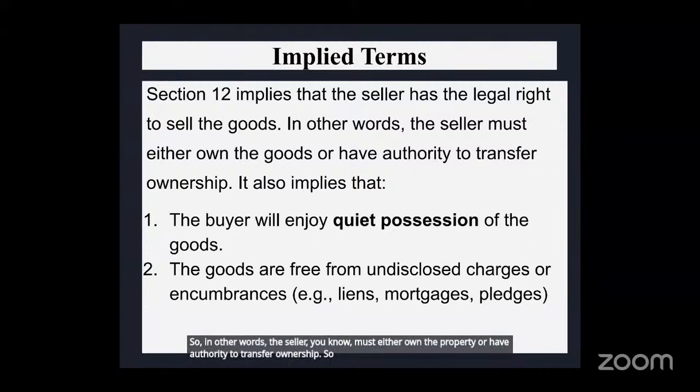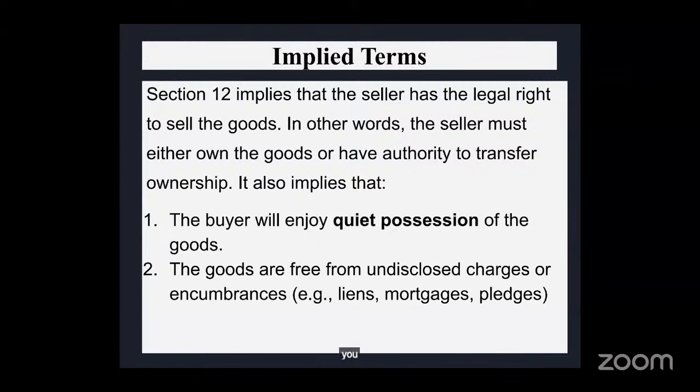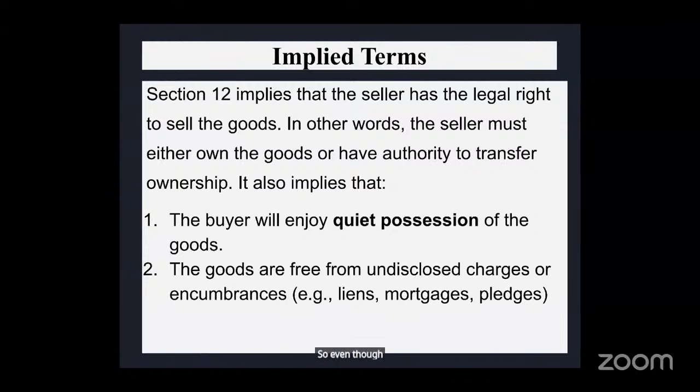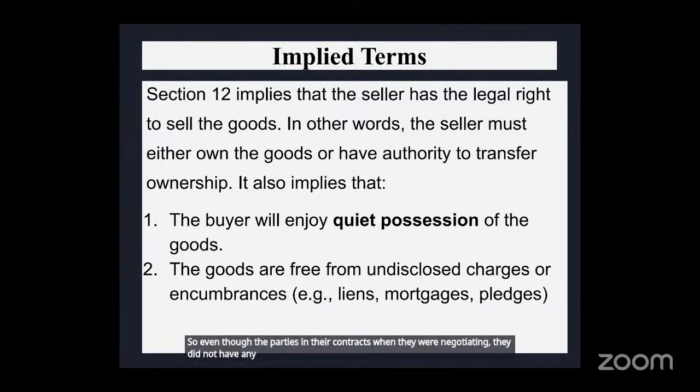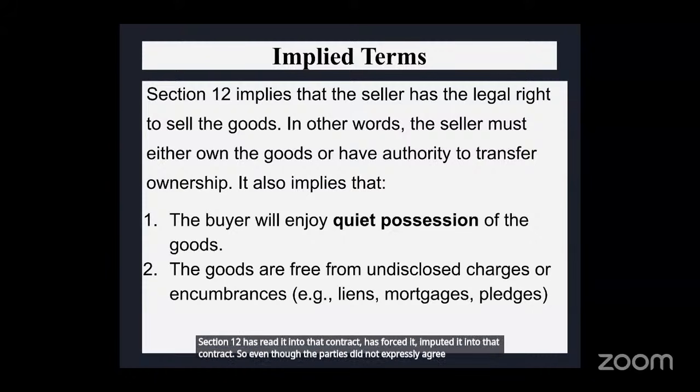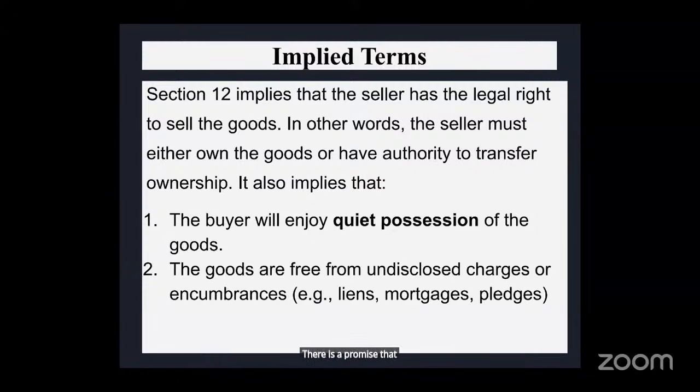So what this simply means is that if it turns out that he doesn't own it, the other party, the innocent party, can terminate that contract and ask for his money back and also ask for damages. So even though the parties, when they were negotiating, did not have any term in that contract that you must be the owner of this property, you must have the authority to sell this thing, right? Even though the parties did not expressly agree upon it, Section 12 has read it into that contract, has imputed it into that contract. So even though the parties did not expressly agree, a term with respect to title has been read into that contract, that there is a promise that you, the seller, have the right to sell.